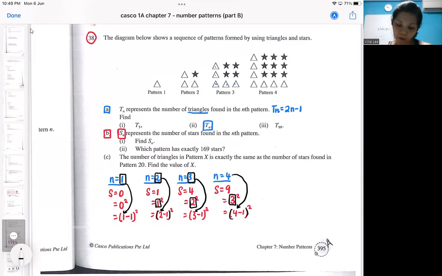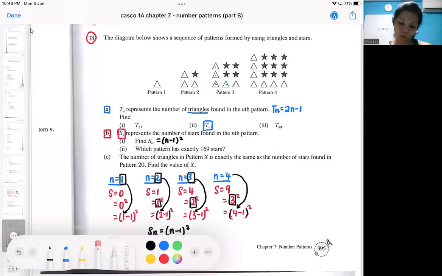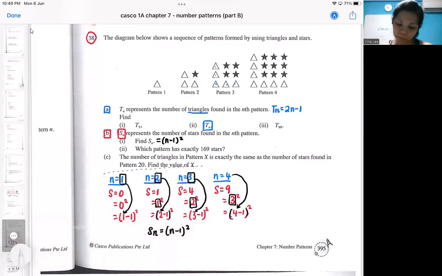So after some comparison, you realize that Sn should be n minus 1 square. So that's how we compare. Okay, so with the square, the algebra is a bit difficult, but it's doable.